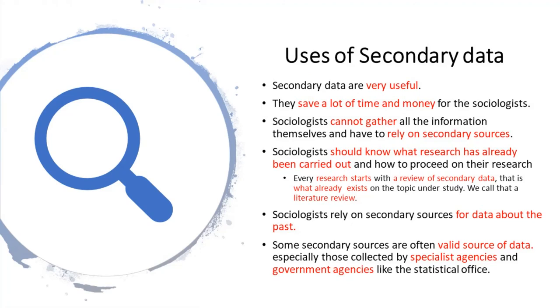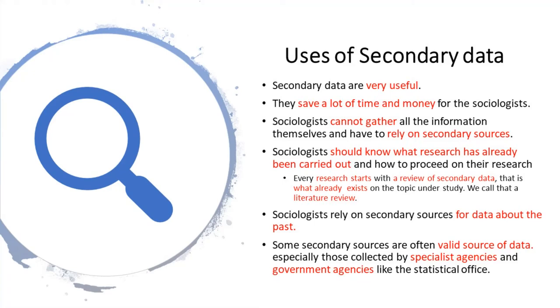We looked at secondary sources and also at the way in which we use them and some of the problems that we have with secondary sources. But secondary sources are useful to researchers and sociologists. So we should also be aware of the uses of secondary data for the sociologist. Obviously, secondary data are very useful. They save a lot of time and money for the sociologist. Sociologists cannot gather all the information themselves and have to rely on secondary sources.